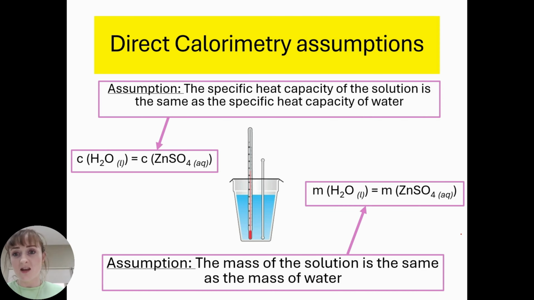The third assumption is that we assume that the specific heat capacity and the mass of the solution are both the same as water. So we assume that the value we use for C, which you'll get in the data booklet, for water is the same as zinc sulfate, which again is not strictly true. And for the mass, we assume that the solution has a density of 1.0 grams per centimetre cubed, the same as water. Again, not strictly true, but the impact that this would have in the calculations is pretty negligible.